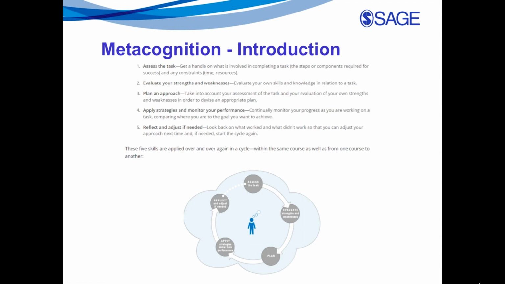So this slide here is showing students how they need to be aware of and deliberate about their own learning. It asks them to take a greater share of responsibility for their own learning. So you can see in this slide, it talks about the 5 skills of metacognition and talks about how that's going to be cycled through in the course over and over. And so it gives them these aspects of metacognition that they need to assess the task, evaluate their strengths and weaknesses, plan an approach, apply strategies, and monitor their performance. And then they need to reflect and adjust as needed.